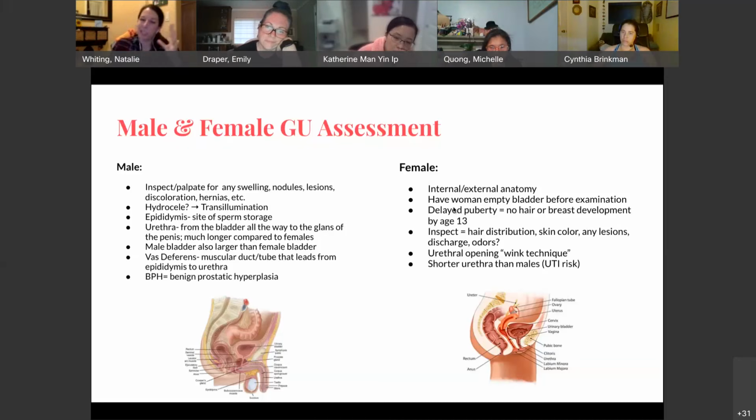That probably won't be a big one in this one because this is a PEDS course. You want to inspect the hair distribution, the skin color. You want to see if there's any lesions, discharge, or odors. The urethral opening. So I put this in here.